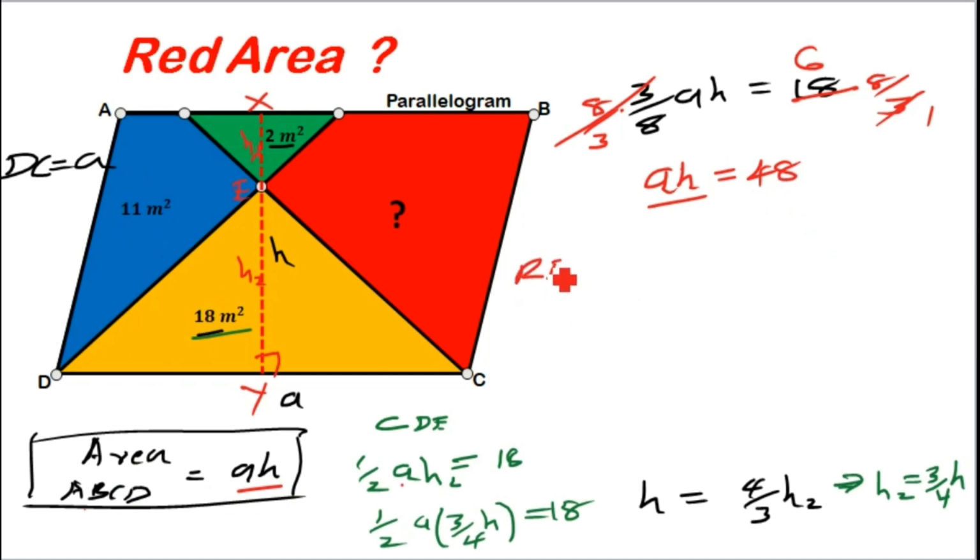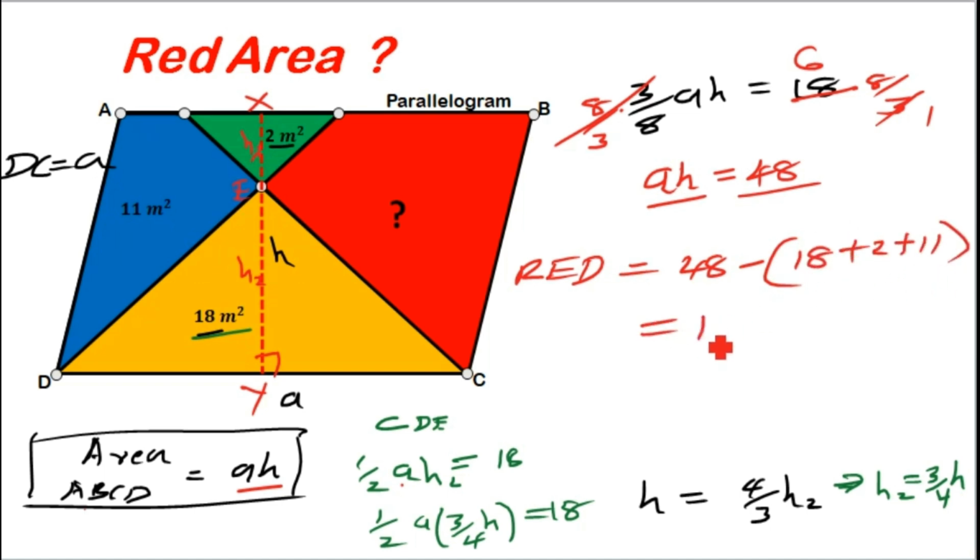So what is the red area? The red area is the area of the whole parallelogram, which we found to be 48, minus the sum of the three areas, 18 plus 2 plus 11. Then you get the red area to be 17, and our units here are meters squared.